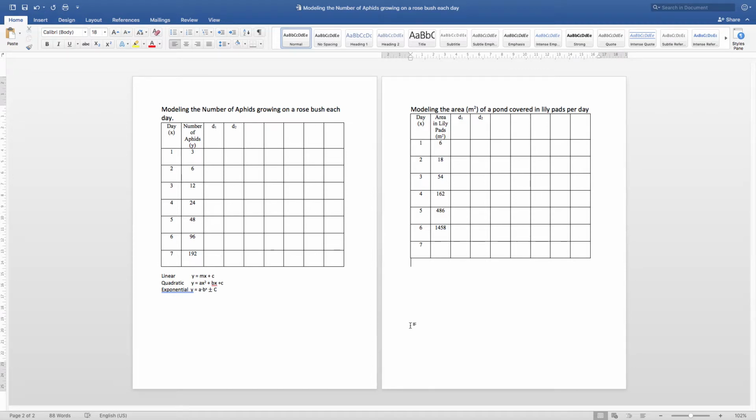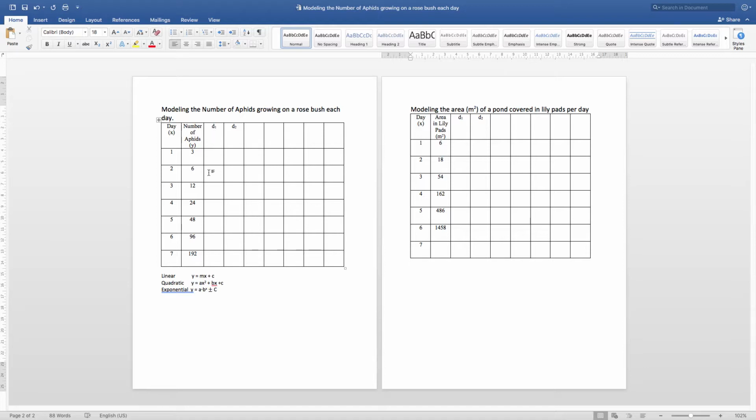I'm going to show you how to determine whether a number sequence or a pattern is linear, quadratic, or exponential, and the main emphasis will be on exponential. In the first situation, we are trying to model the number of aphids growing on rose bushes each day, and you can see that the x variable is the number of days and the number of aphids is the y variable.